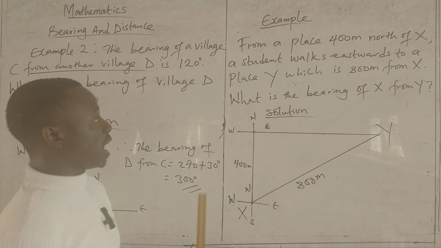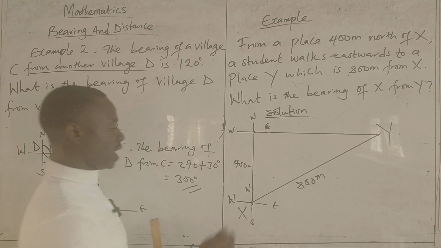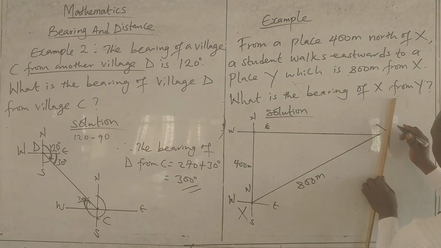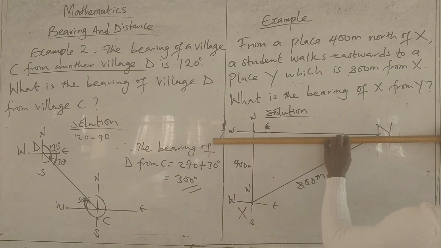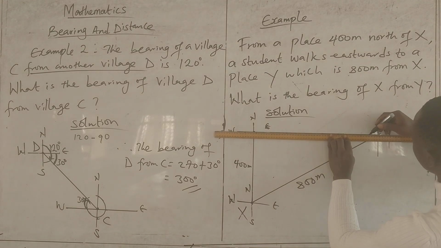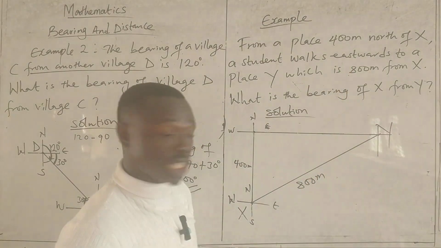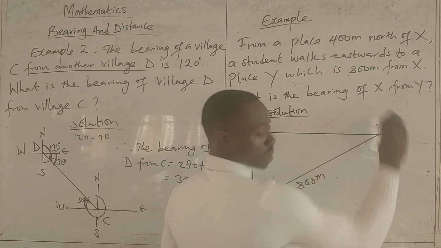Now what is the question? We have to find the bearing of X from Y. Now see now, X from Y. The bearing of X from Y. So I have to go to point Y and draw my cardinal points, because I want to find the bearing of X from here. So you can see now a vertical line and a horizontal line. Now I've told you, you must be able to locate your angle first before you can find anything.